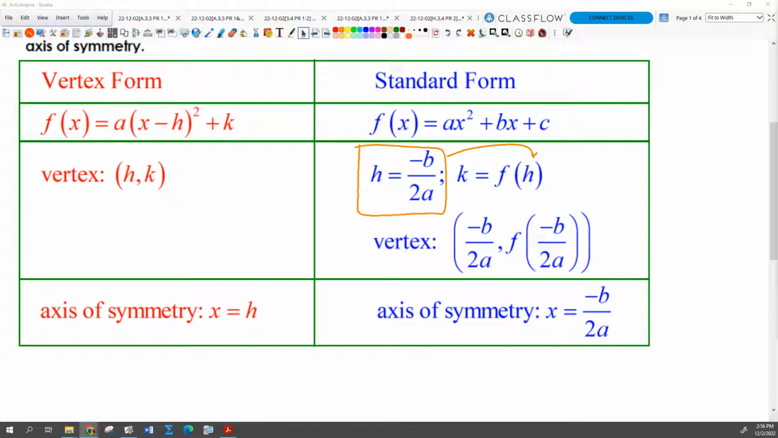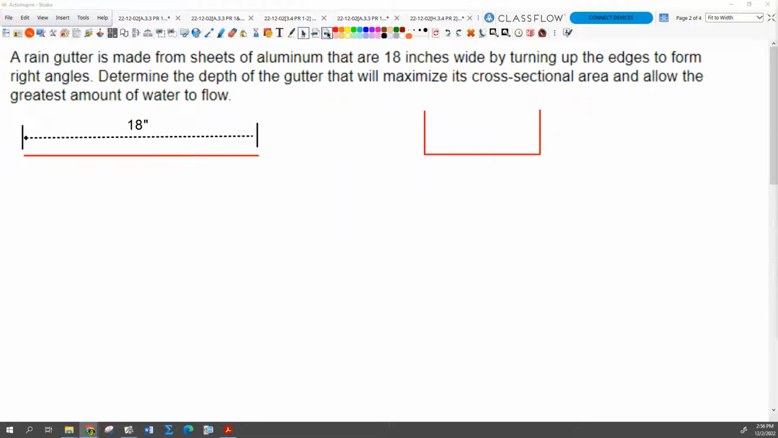We also know, of course, that if a is positive for a parabola, what does that mean about the parabola? Opens up. Good. So the vertex would then be a minimum, the minimum value of the function. If a is negative, it opens down. The vertex would be the maximum value of the function. Okay? All right, so let's look at a couple interesting applications here.